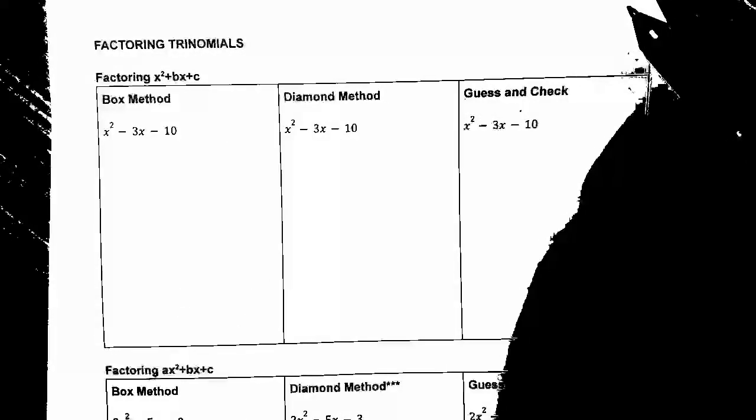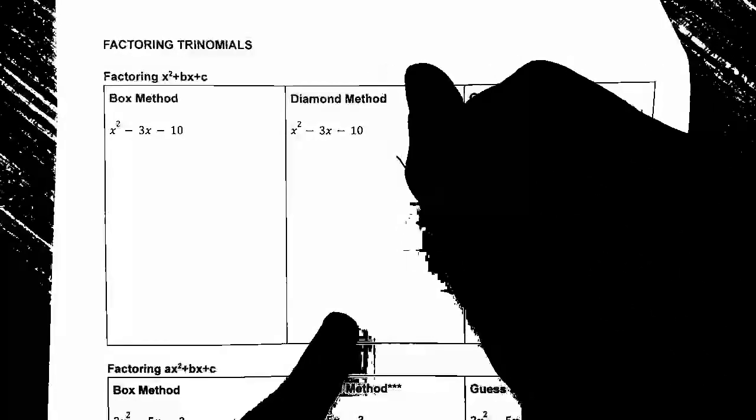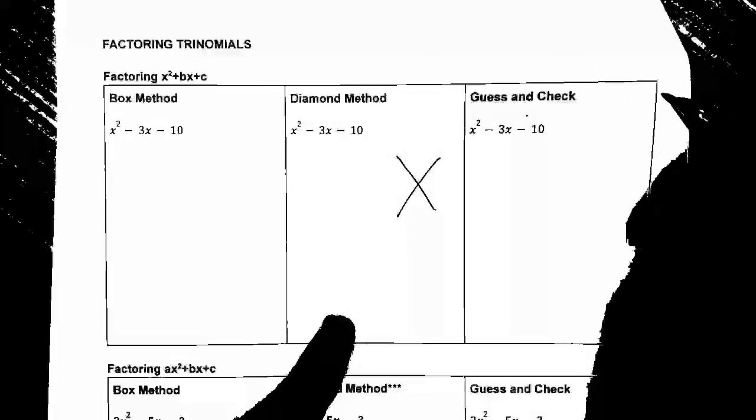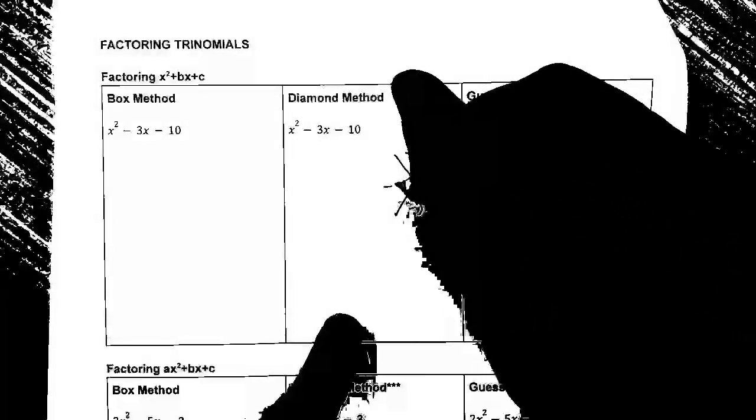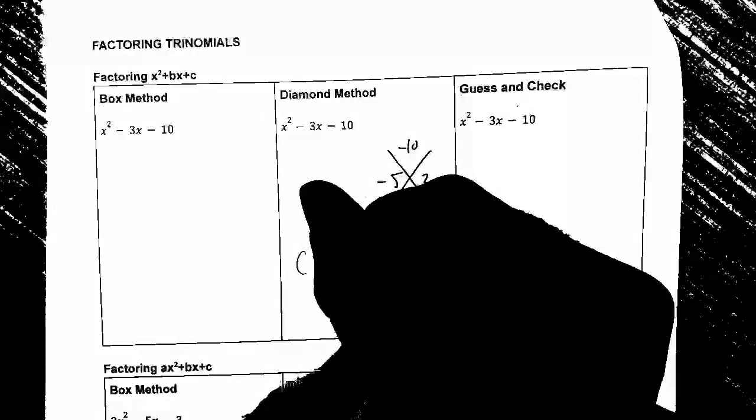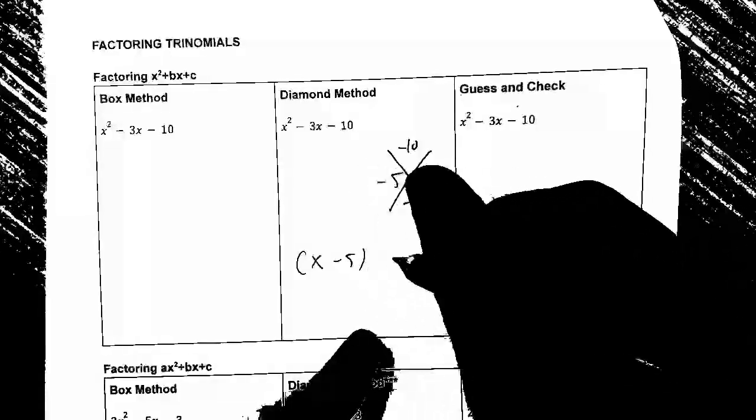The diamond method, right? So what number goes on top? We skipping the first one? They're all the same problem. Negative 10 goes on top. So what two numbers multiply to negative 10 and add to get negative 3? Negative 5 and 2. And that's it. Your factors are just x minus 5 and x plus 2.